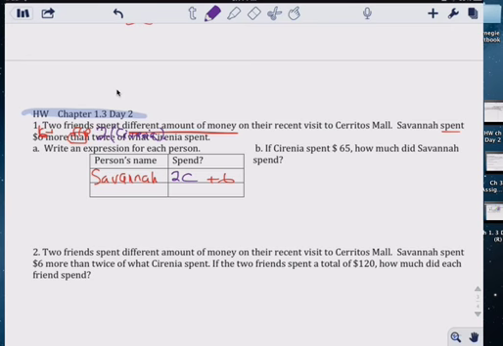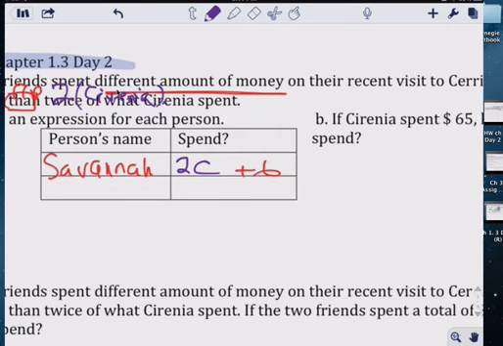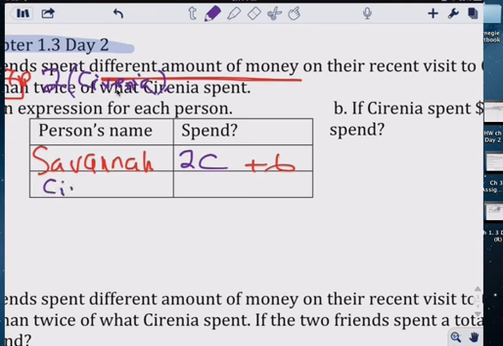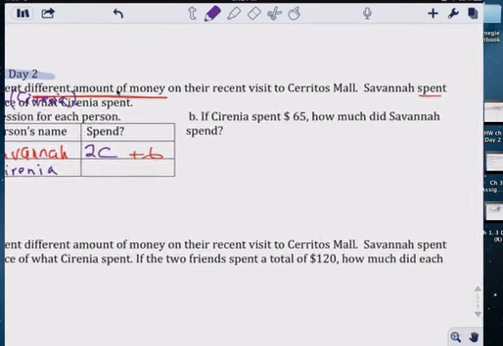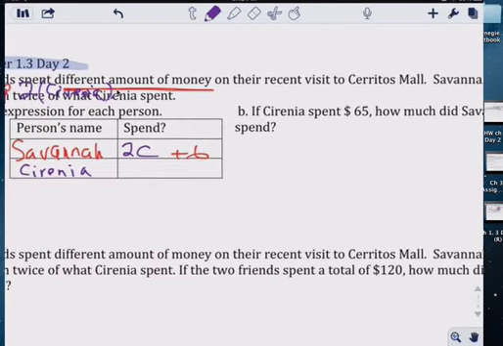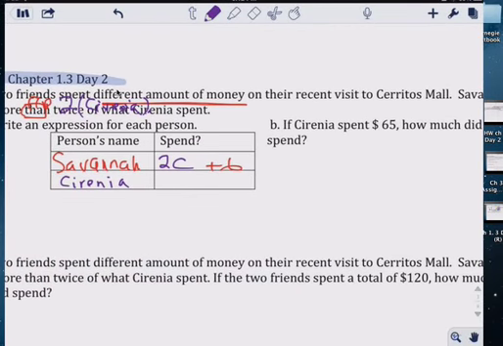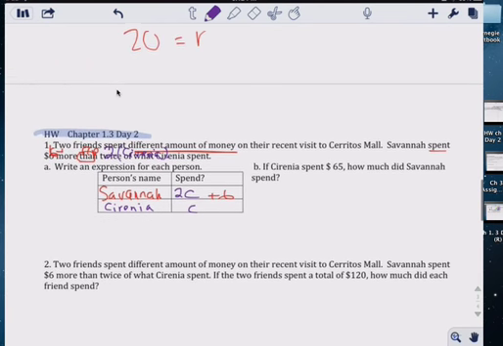Okay, and we've got Serenia here, C-I-E-N-I-A right there. We have no information on Serenia in this word problem, so we just give her the letter C for her name.